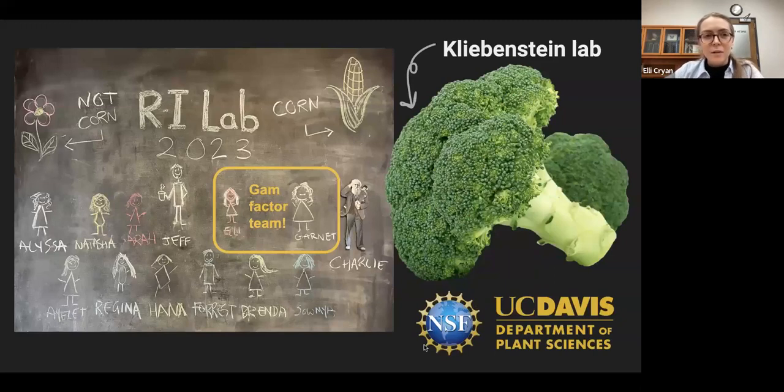And before I start, I just want to acknowledge some people who have helped me a lot with this project. So the lab, specifically Garnet, who started as an undergrad on this project and is now a staff member in the lab, a lab assistant. And then I'm also co-mentored by Dan Kliebenstein in the Plant Sciences Department here at UC Davis. So we don't have a nice chalkboard drawing, so the Kliebenstein lab gets this giant broccoli instead.